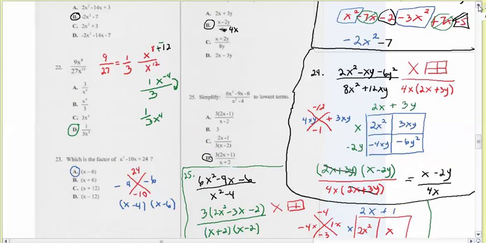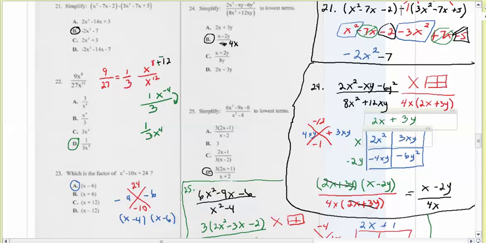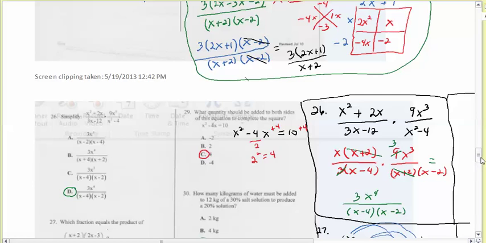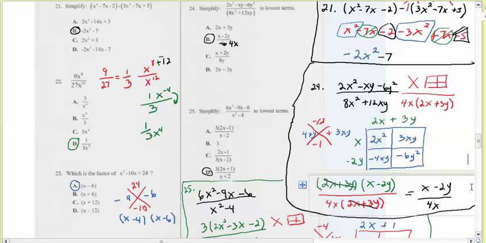Okay, going back up to 24. On 24, the work is here. I'm going to move down a little bit. At the top one, we're going to factor the top, and I'm going to use the x in the box. So that's what I did. Okay, that's what I did right here. I did my x in my box. So I ended up with 2x plus 3y and x minus 2y, and that's what I ended up with, right?